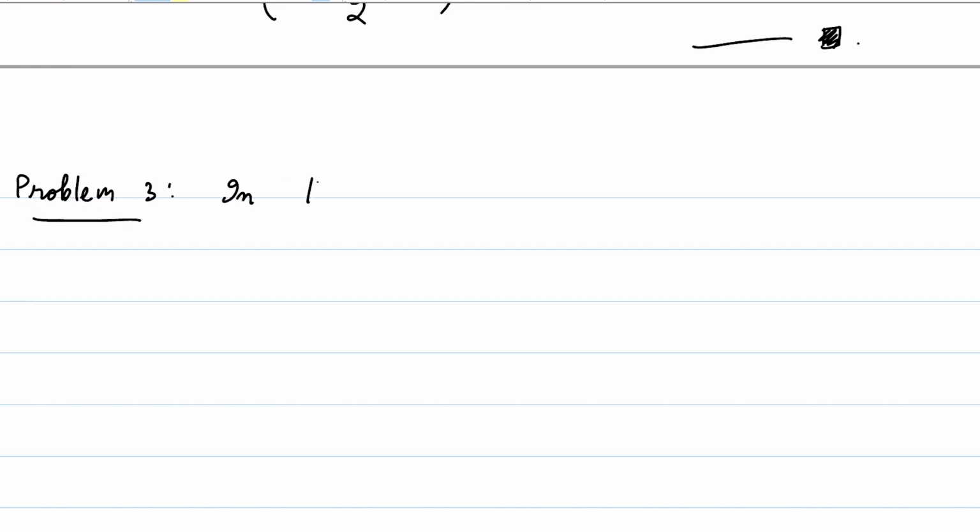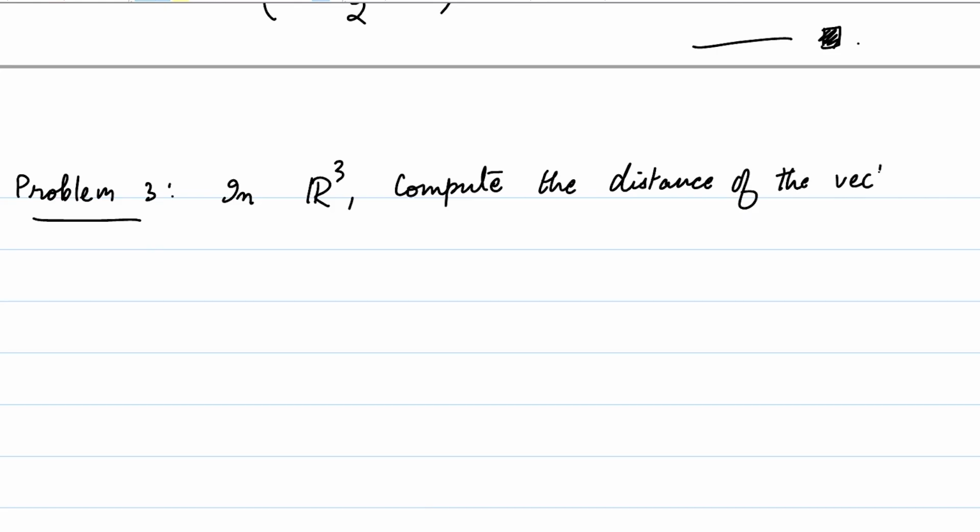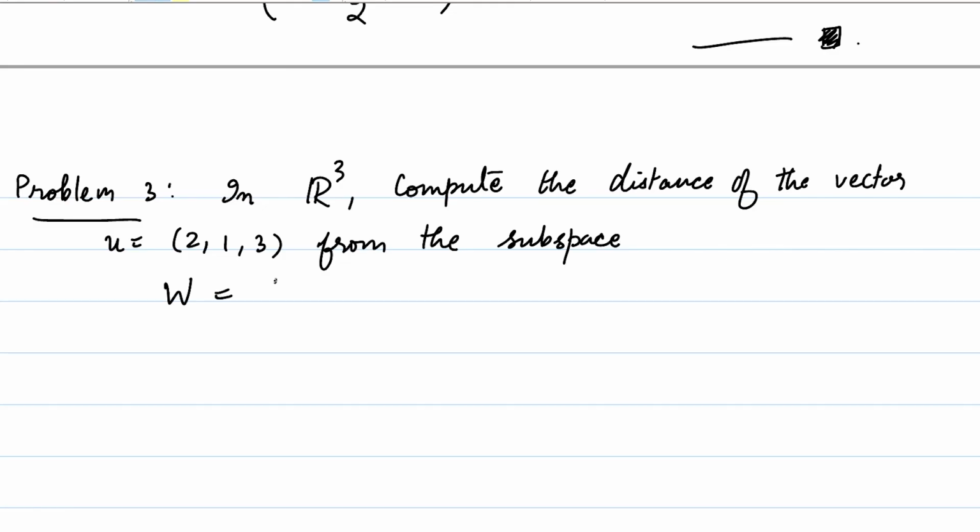So in R3, compute the distance of the vector, say u is equal to (2, 1, 3), from the subspace W, which is equal to the set of all (x, y, z) such that x plus 3y minus 2z is equal to 0. So yet again, this is going to be a computational problem.